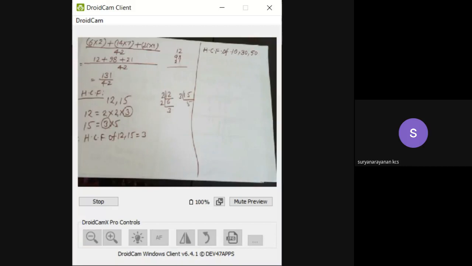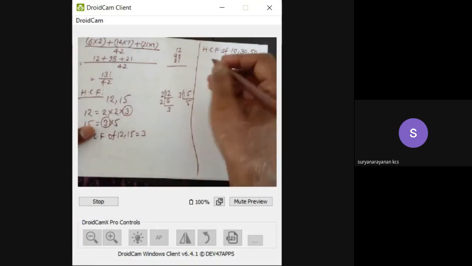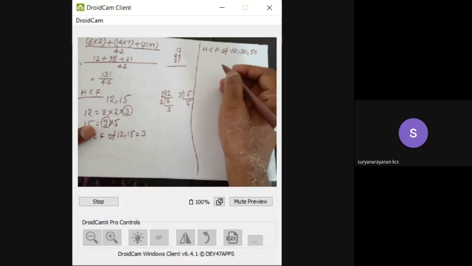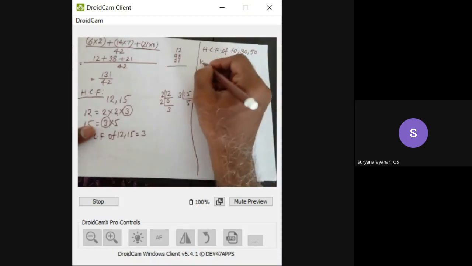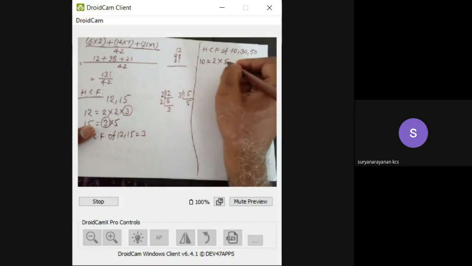What is the HCF, Sridarshan? Yes, HCF of 10, 30 and 50 is 10. Sir, I will show you how the HCF of 10, 50, 30 is found. See here, 2 into 5. Yes or no? Prime factorization of 10.